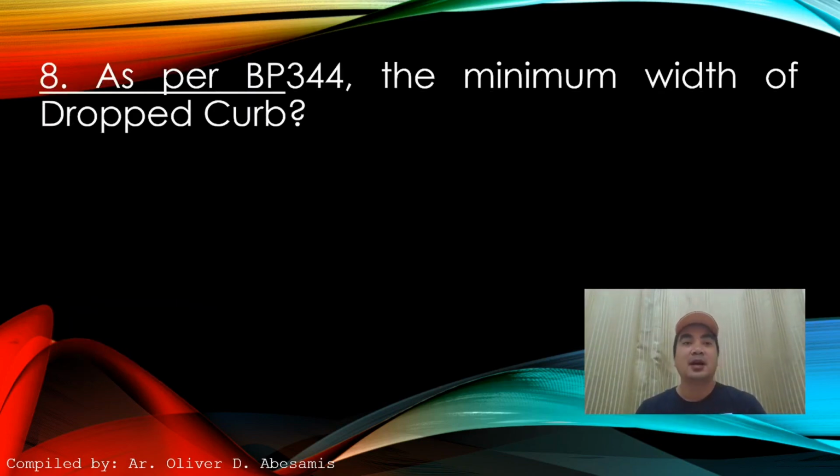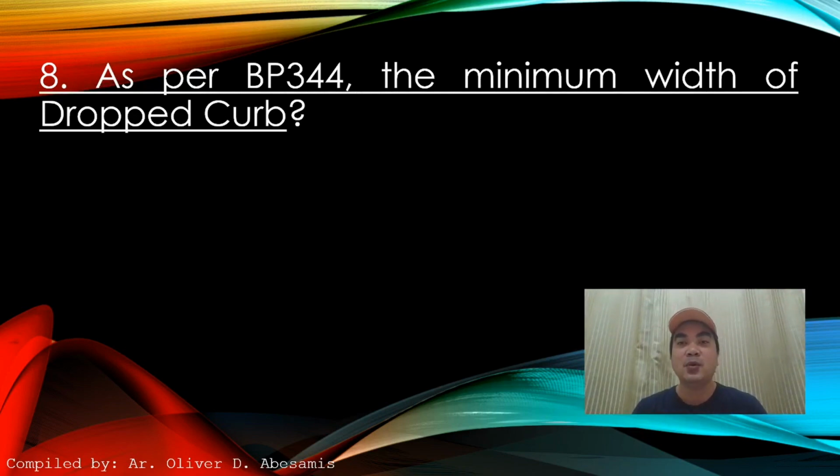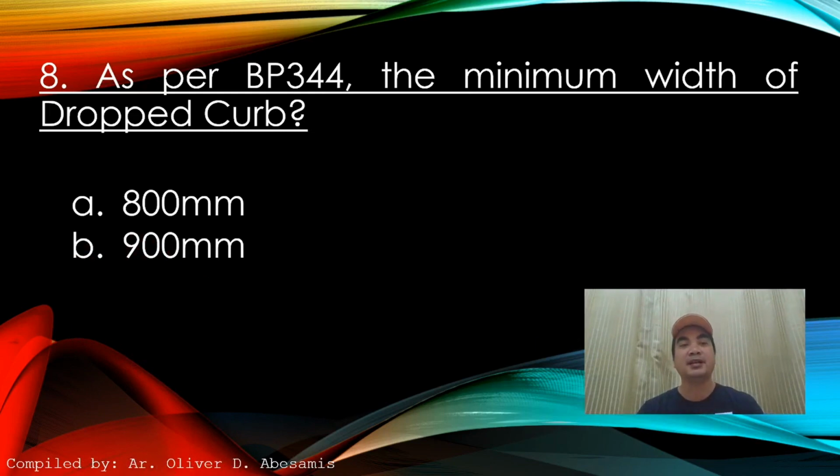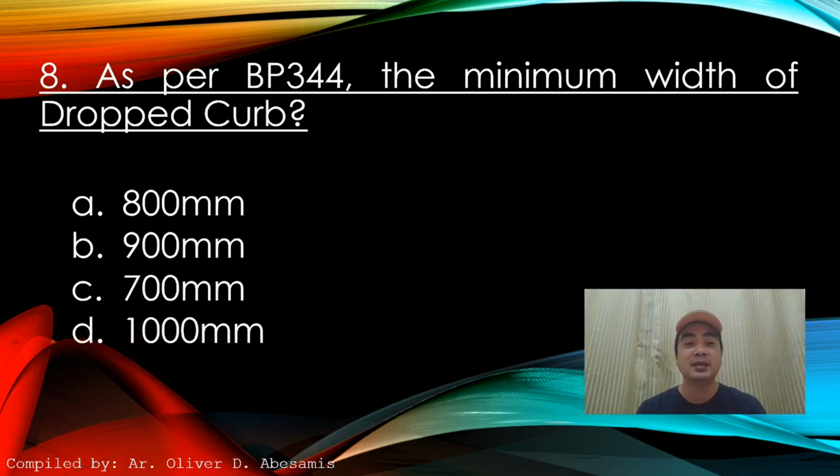Number 8, as per BP344, what is the minimum width of drop curb? A. 800 mm. B. 900 mm. C. 700 mm. D. 1000 mm. Answer? B. 900 mm.